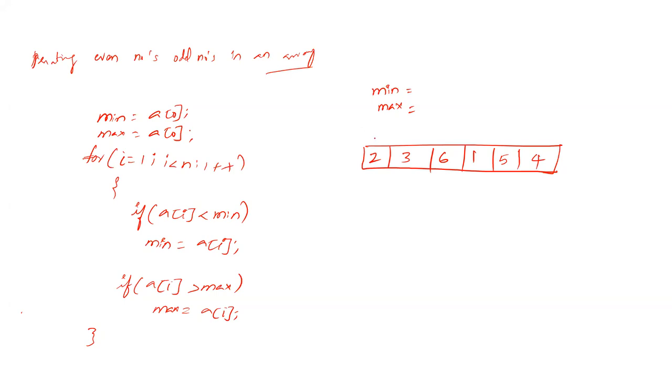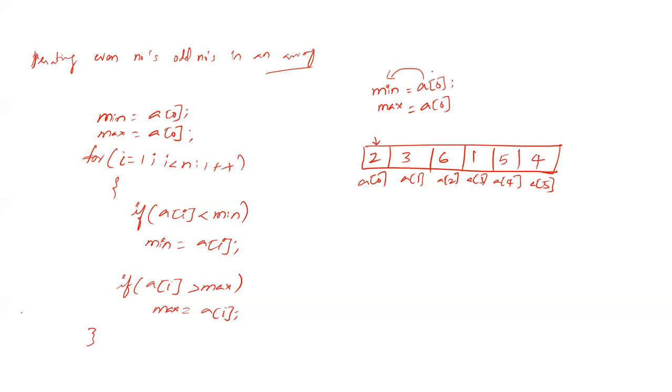So I'm thinking the first value itself is the maximum value and also the minimum value. Therefore I'm assigning the first value. How to assign the first value? The first value itself is the minimum value, so a of 0. The variable names are a of 0, a of 1, a of 2, a of 3, a of 4, and a of 5. So when I say a of 0 is assigned to min, that is min equal to a of 0.